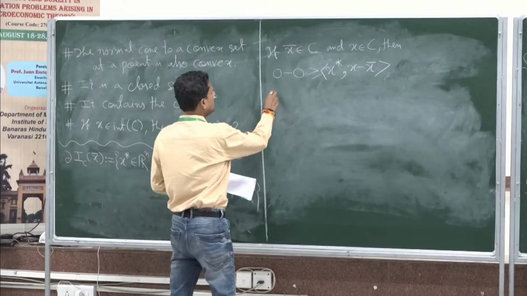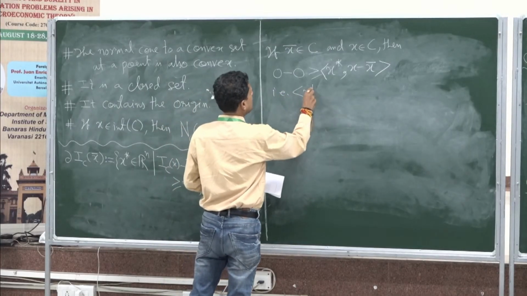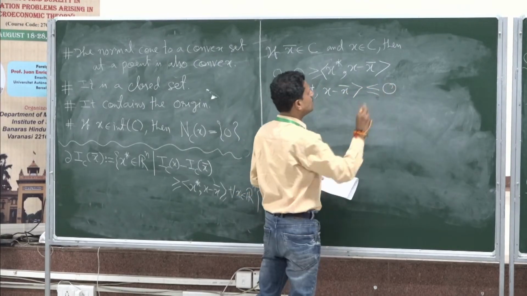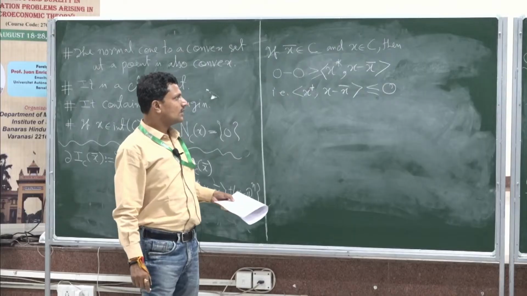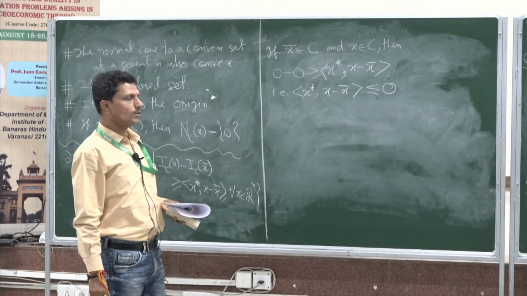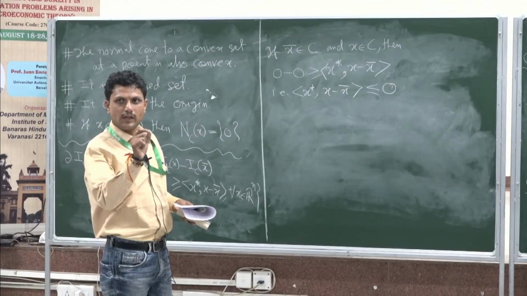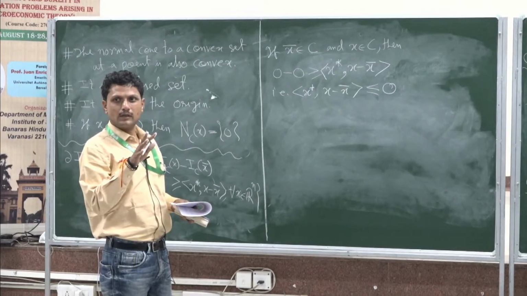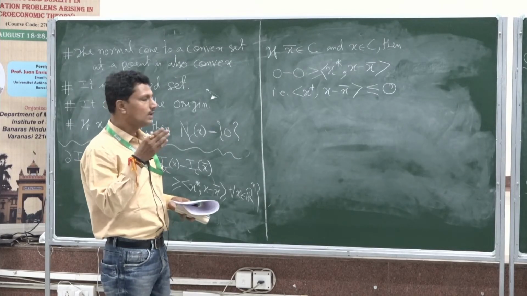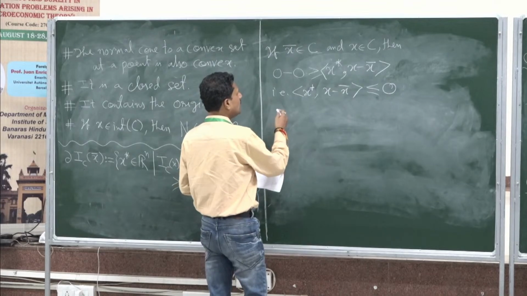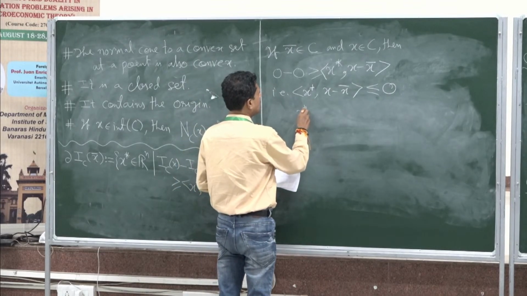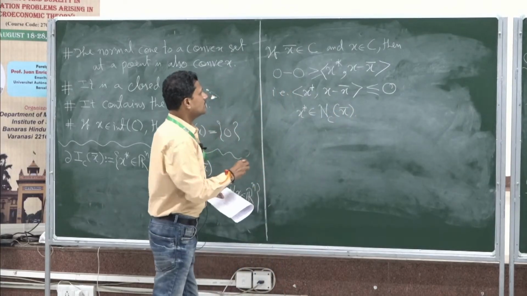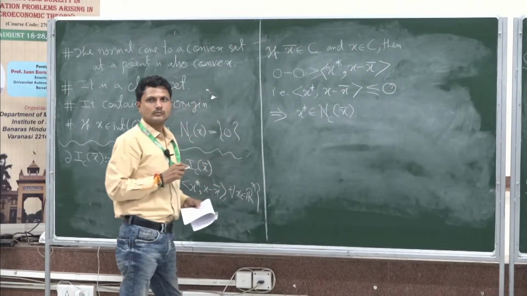But you see, x star, x minus x bar is less than or equal to 0. And this is the definition of the normal cone, right? So if x is in C, then the subdifferential will be the same as the normal cone, that is, x star belongs to the normal cone to C at x bar. This is one thing.